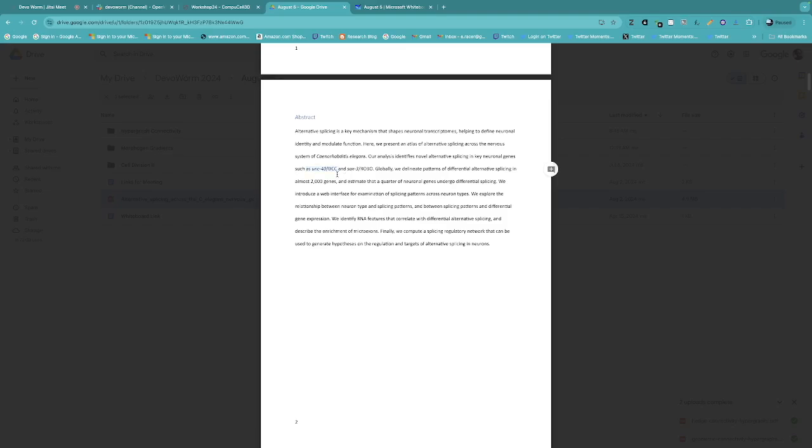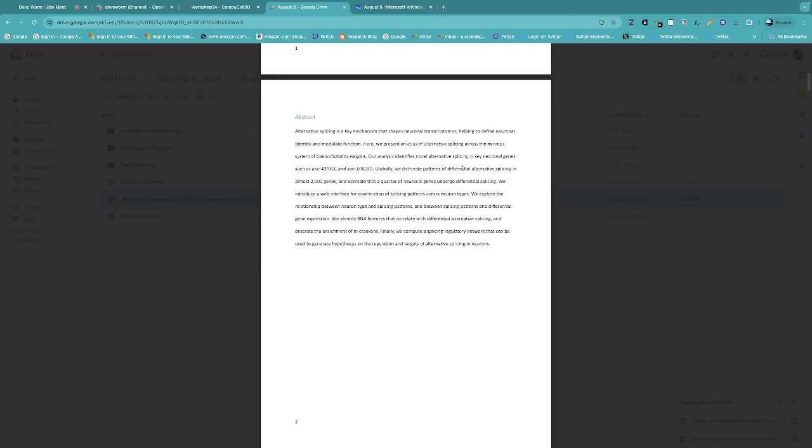So that's basically it. UNC40, DCC, and SAX3 Robo are some of these key neuronal genes that they're interested in. And not all genes have the same potential for alternative splicing. Some have more of a tendency for it than others. And again, this has to do with the functional imperatives of those genes.